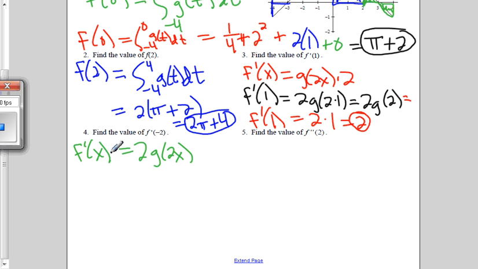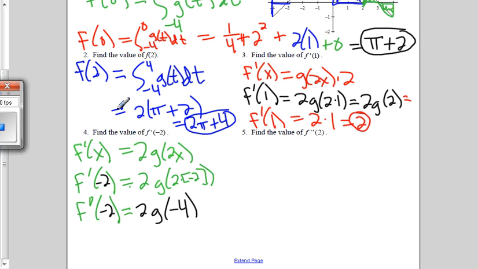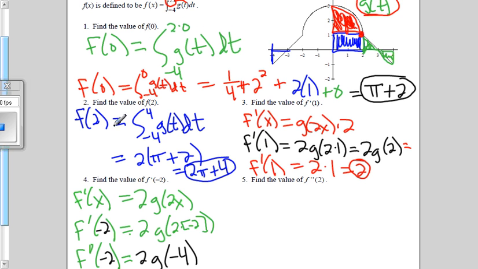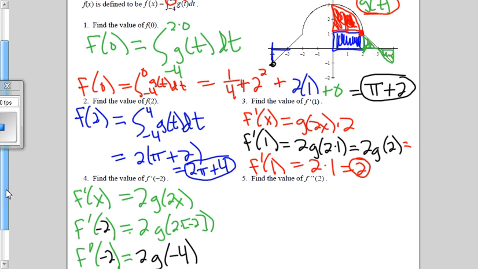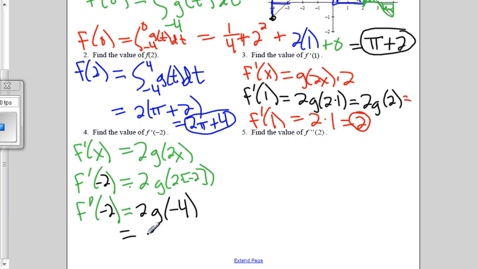Okay, we have to do the same thing on number 4, and we already have the first part set up. Okay, so I know the derivative equals 2 times g of 2x. So then let's find the derivative when x equals negative 2. And so when I put that in, I'm going to get 2 times g of negative 4. Let's go up to the graph. Where am I when I'm at negative 4? I'm at negative 1. So now I know 2 times negative 1, which is just negative 2. And that's my answer.